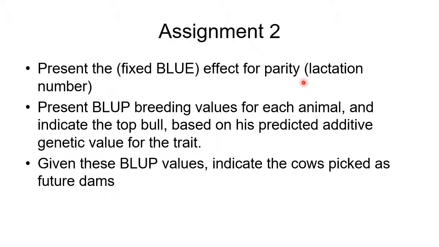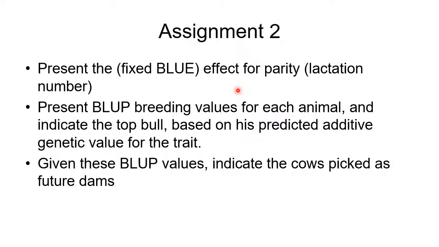So you need to construct all your matrices like you did for assignment 1. You have to do the matrix calculations after you have done the inverses and you've multiplied by the scalar of alpha, and you have to then calculate the blue values. So that's the effect of parity. And you also have to calculate the breeding values for each animal.